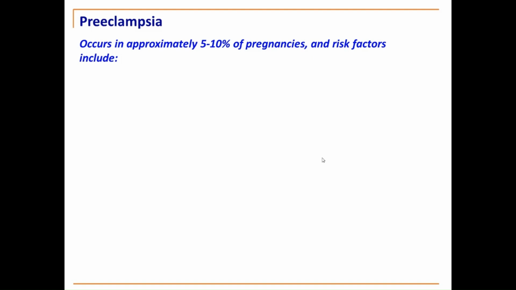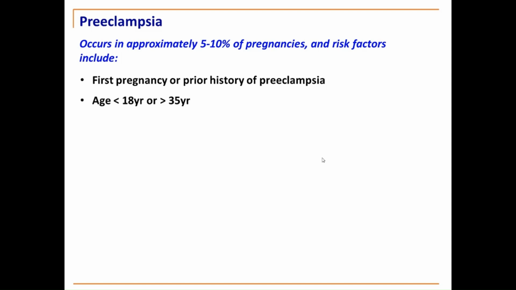So pre-eclampsia occurs in about 5 to 10% of pregnancies, and there are lots of risk factors. For example, a first pregnancy or a prior history of pre-eclampsia, a younger age, less than 18, or an older age, greater than 35, and those who already have chronic hypertension, those who have renal disease or diabetes mellitus, because renal disease and diabetes mellitus are independent risk factors for hypertension, and therefore, by their very nature, increase the risk of hypertension during pregnancy.